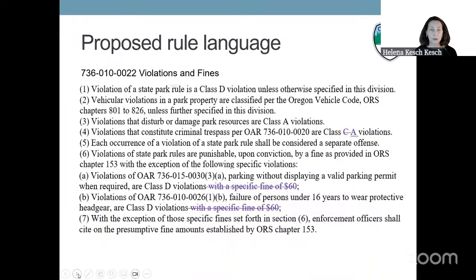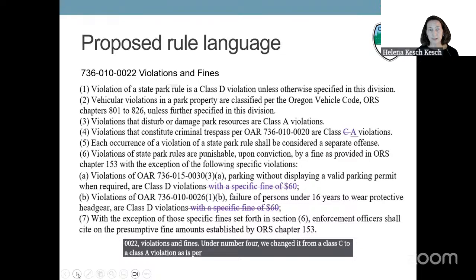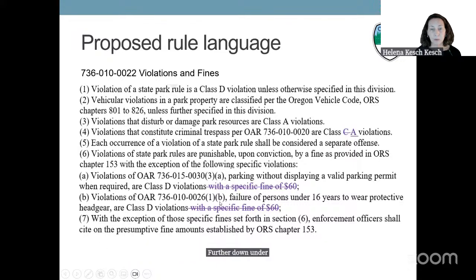Next section is Oregon Administrative Rule 736-010-0022, violations and fines. Under number 4, we changed it from a Class C to a Class A violation, as is per Oregon Revised Statute Chapters 801 to 826 and Oregon Administrative Rule 736-010-0020. Further down under 6A, we removed the specific fine of $60. Same with 6B, we removed the specific fine of $60.